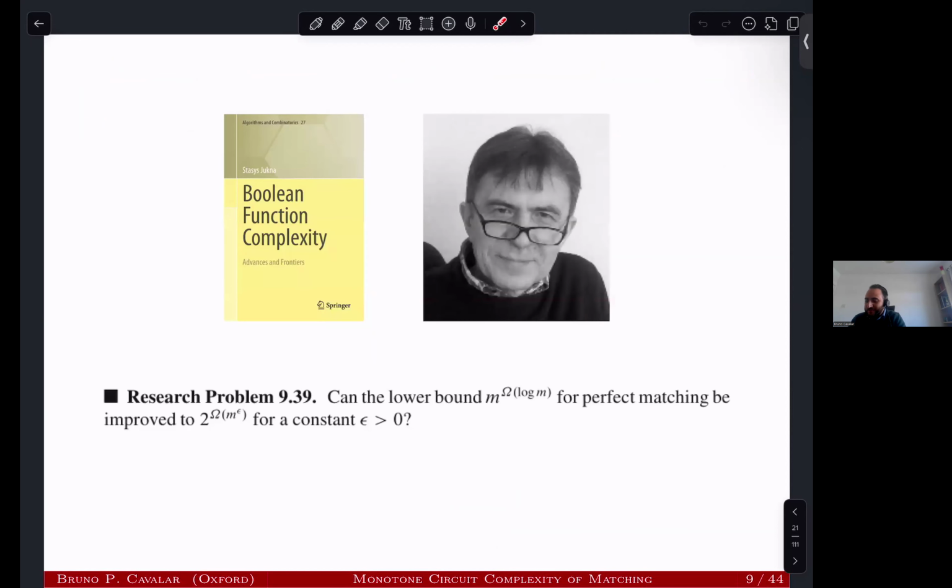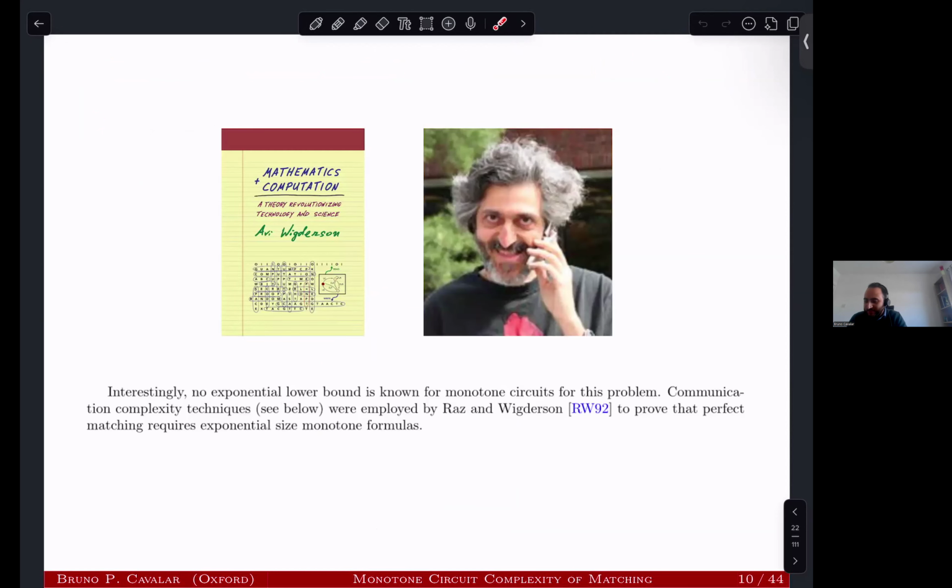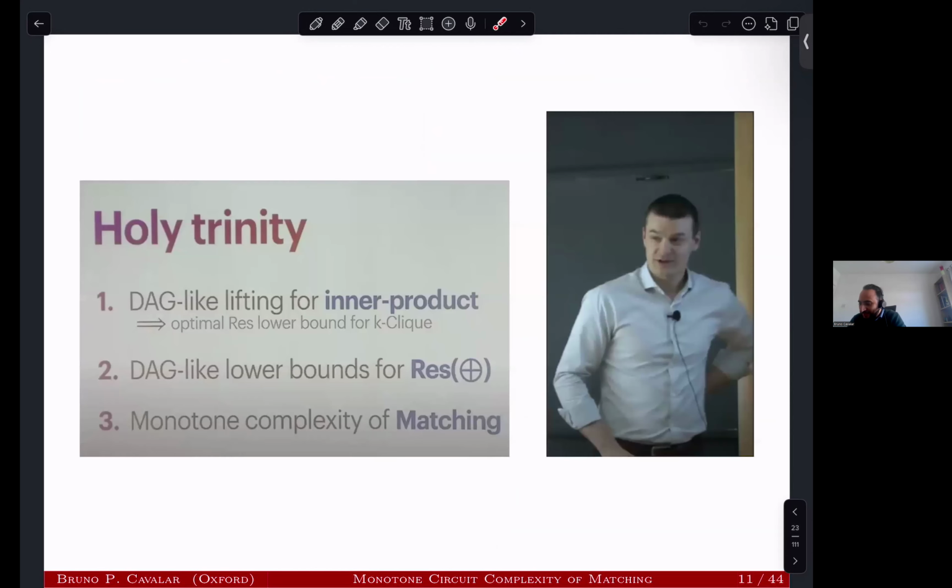It has been asked as a research problem by Jukna in his textbook. More recently, Avi also in his textbook has mentioned it's an interesting fact that we don't know whether exponential monotone circuits are required to compute this problem. My co-author Mika has been promoting this problem for a long time. So this is him maybe 7 years ago, and more recently Simon's talk included it as a holy trinity of problems he wasn't able to solve thus far.